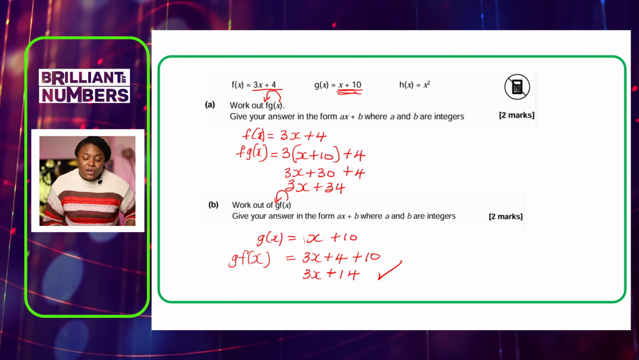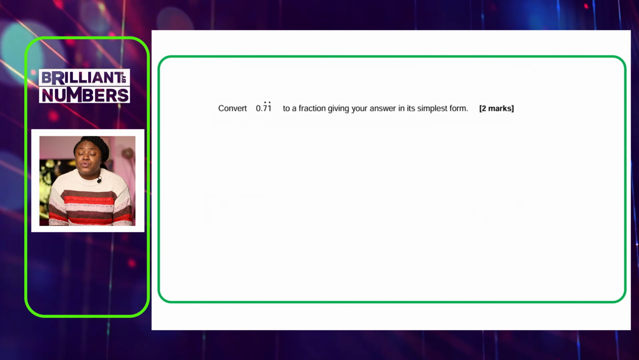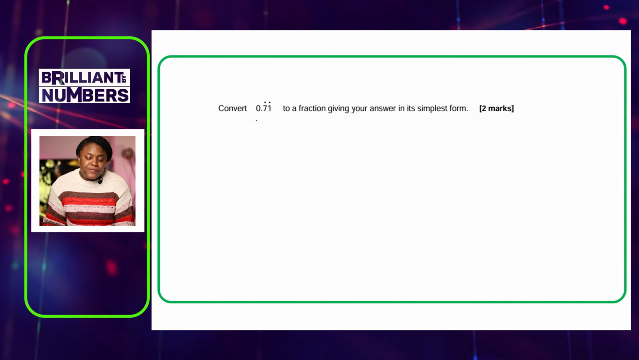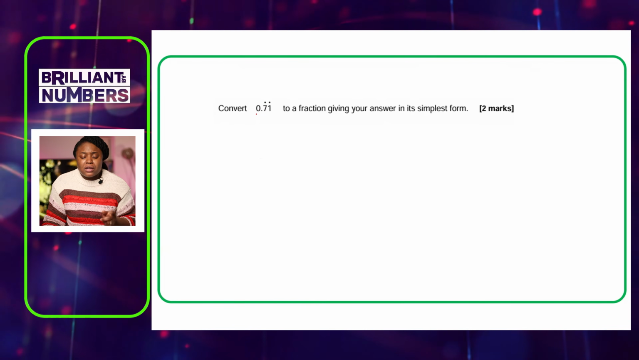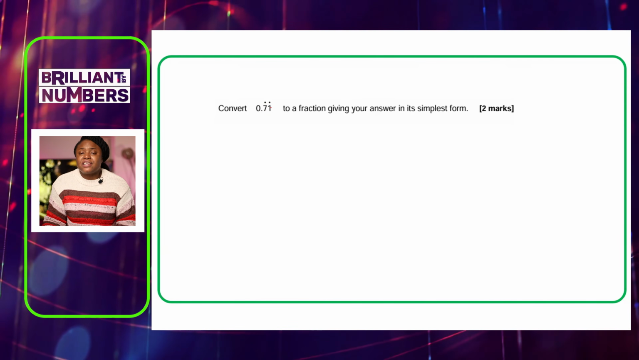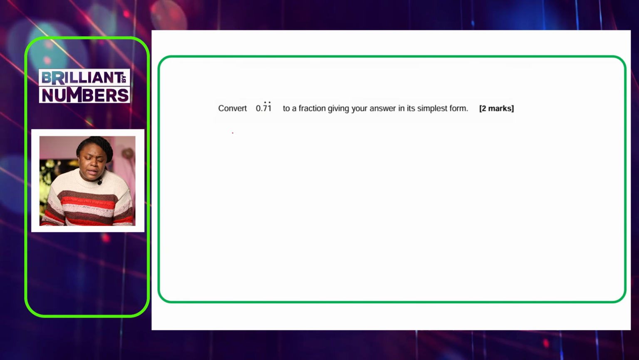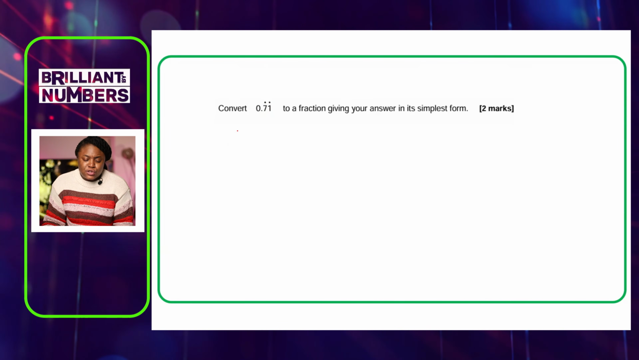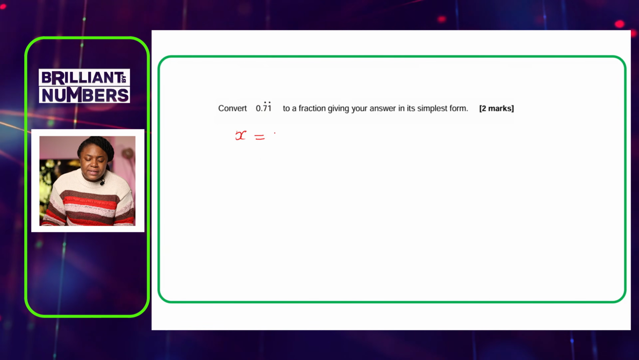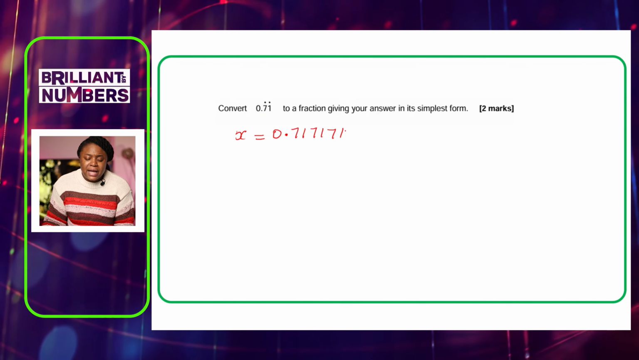Beautiful. So moving along, we're going to now look at this question where we are converting a recurring decimal to a fraction in its simplest form. We're asked to convert 0.71, both of the numbers recur, to a fraction in its simplest form. Now, because we do not know what the fraction is, we use a variable to represent the fraction. So let the fraction be equal to x. So x then is equal to, I'm going to write this out, 0.717171, write that a few times.